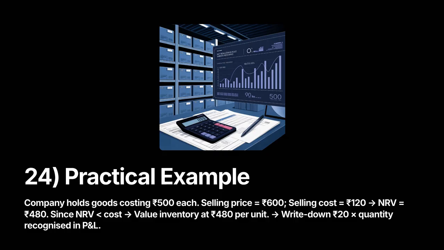Practical example. Unit cost, 500 rupees. Selling price, 600 rupees. Selling costs, 120 rupees. NRV equals 600 minus 120 equals 480. Since NRV, 480, is less than cost, 500, value inventory at 480 per unit. Write down per unit equals 20 rupees, recognized immediately in P&L.